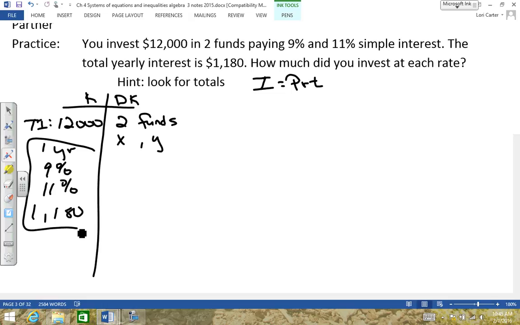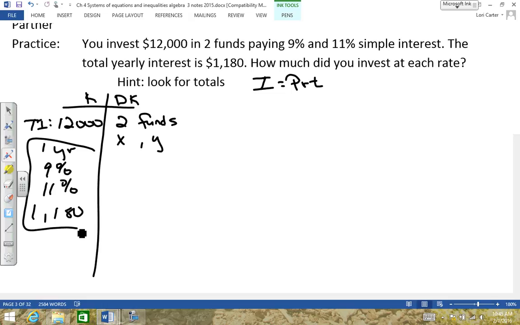No. Your interest is just your PRT, it's not your total. I feel like you're trying to find R, so your P has to be 12,000, and then your I has to be 1,180. No, I is just your interest.